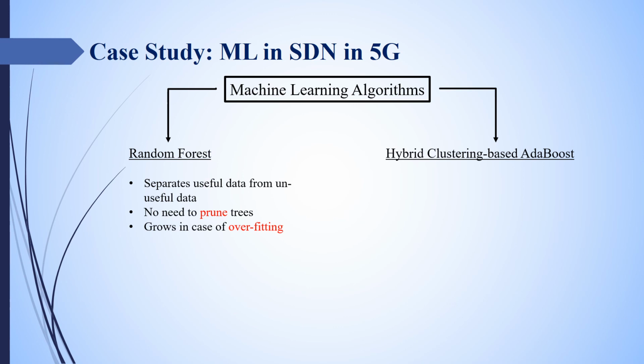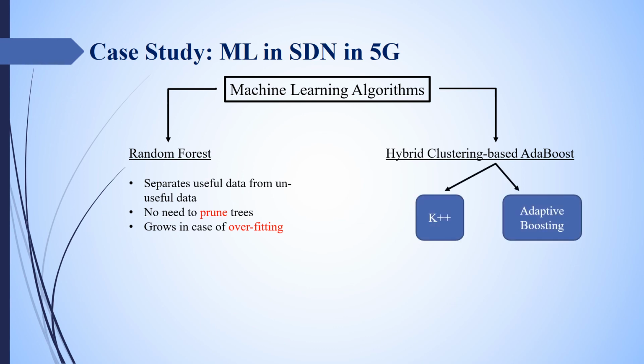Now in hybrid clustering, we can divide it into two, namely k++ and adaptive boosting. These are somehow related to each other and ultimately related to random forest, but there are some differences which have to be noted. In k++, the normal data is separated from the attack data. We have obtained data from random forest. Now we have to classify that particular data into further classes, and the first division is normal and attack data, which can be achieved using a k++ algorithm. It is also a clustering based algorithm.